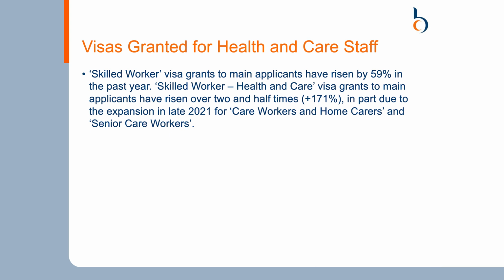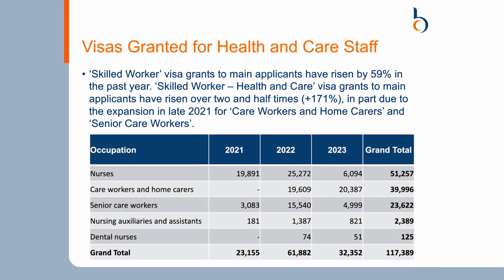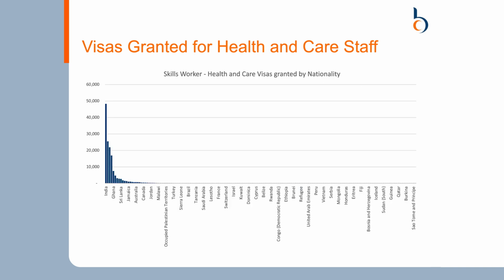And that's partly because in late 2021, the category of care workers and home carers was introduced alongside senior care workers. So you can see this is broken down by the main categories within the skilled worker health and care. Nurses was quite large, but actually the largest category overall is nurses coming in. But then you've got care workers and home carers, which have gone from nothing up to 19 and now 20,000 in the first quarter of this year. So this is year to date. This is the whole of last year. Senior care workers, again, this is just the first quarter, and this is where they're coming from.